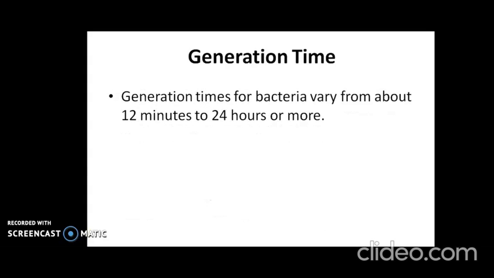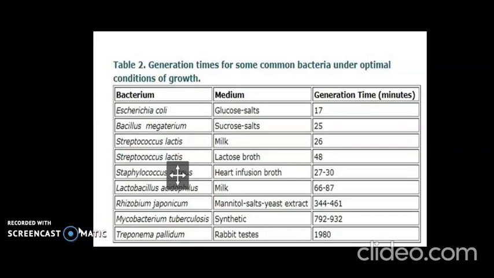We have already discussed the generation time in the exponential phase, and it is defined as the interval of time between two cell divisions, or the time required for a bacterium to give rise to two daughter cells under optimal conditions. The generation time for bacteria varies from about 12 minutes to 24 hours or even more. The generation times for some common bacteria under optimal conditions of growth are given.